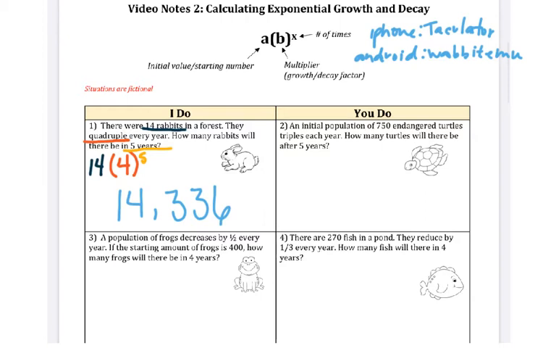An initial population of 750 endangered turtles triples each year. They're trying to save the turtles. It's tripling each year. How many turtles will there be after 5 years? So go ahead, try number 2.